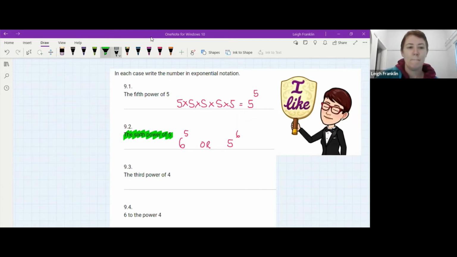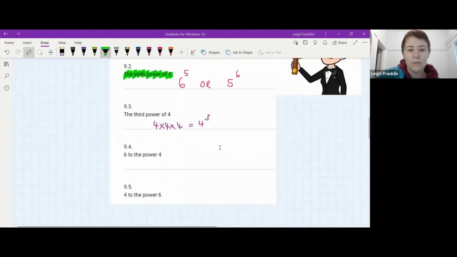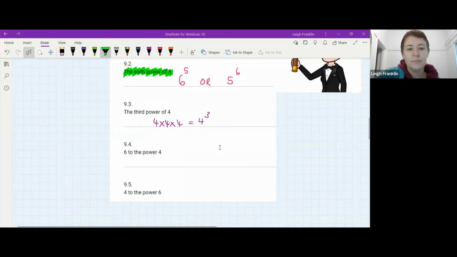4 times 4 times 4. Yes. Good. And if you've got to write that using an exponent, you would write that as? 4 to the power of 3. Lovely. Well done. That's perfect. Aziza, do you want to do 9.4? Yes, ma'am. Okay, Aziza, go for it. 6 to the power of 4. Okay, so perfect. So I would write that as 6 to the power of 4, just like that.